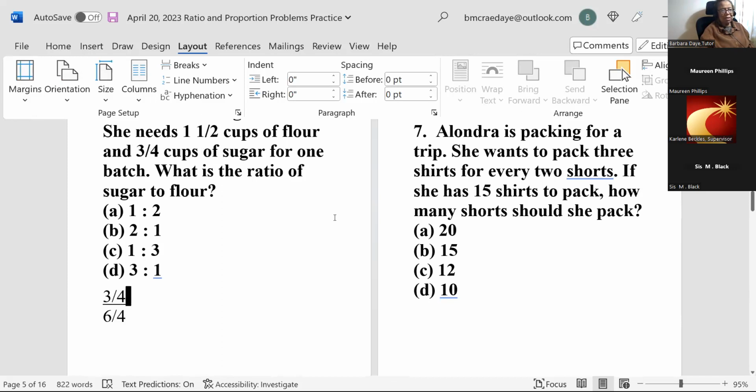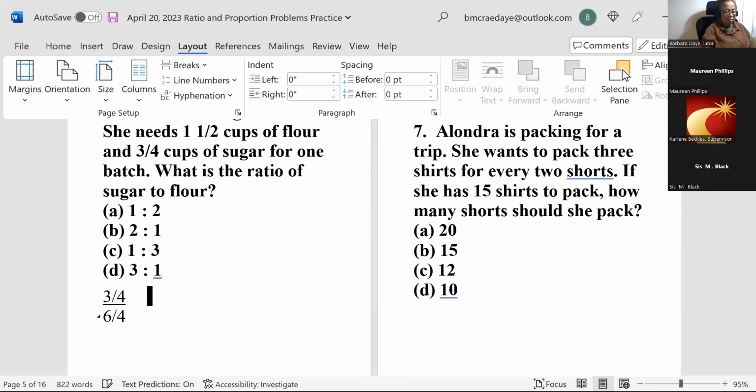You got to make them all the same fractions. You can't compare halves with fourths. You're right. That's why you got to convert them all to fourths. 3 halves is 6/4. And since they're over the same denominator, you could just make this 3 to 6.